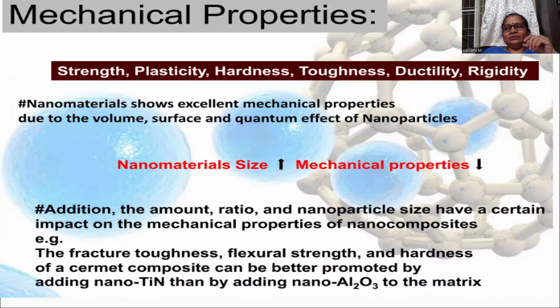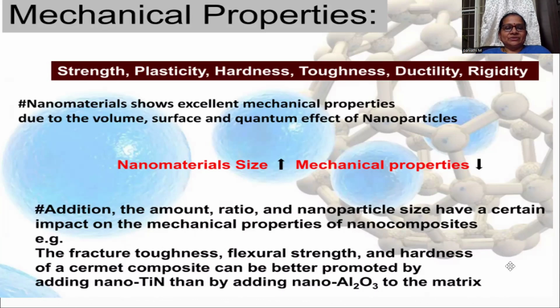So the more nano the particle that is used in the system, the more the mechanical property will improve. Size should be reduced to increase the properties of the mechanical systems, right? Then the addition amount, ratio, and nanoparticle size have a certain impact on the mechanical properties of nanocomposites.